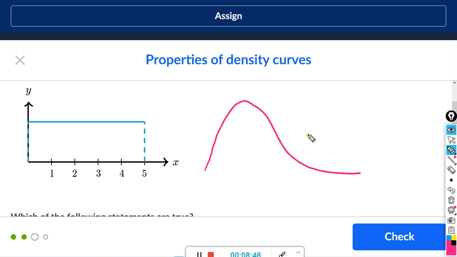If it were a triangle, it would be something like steeper on the left and then less steep on the right. That would be skewed to the right. But this is nothing like that. It's even on both sides. So B is false.